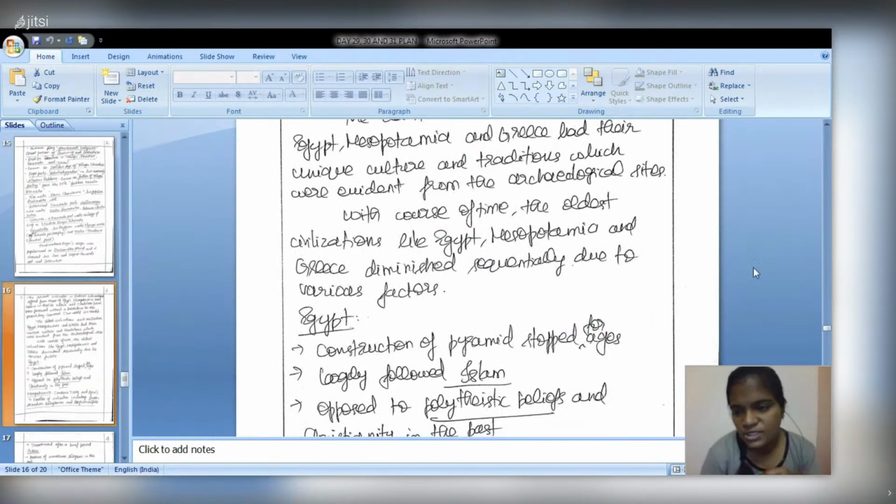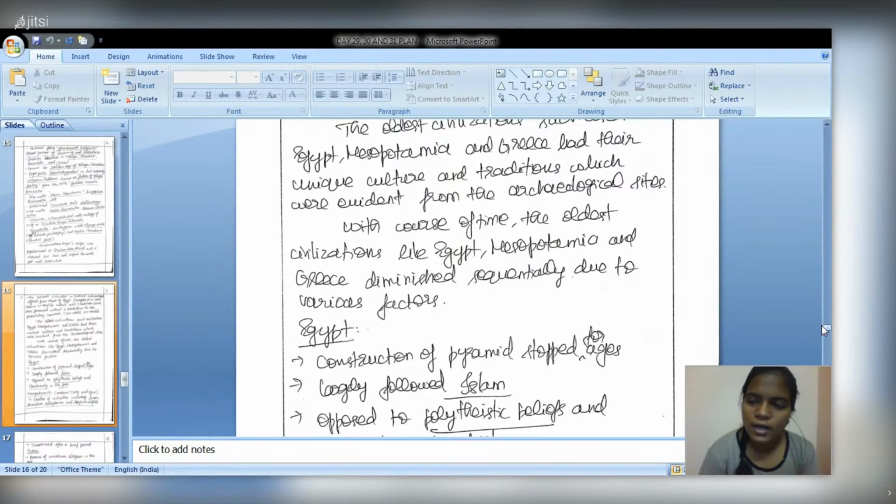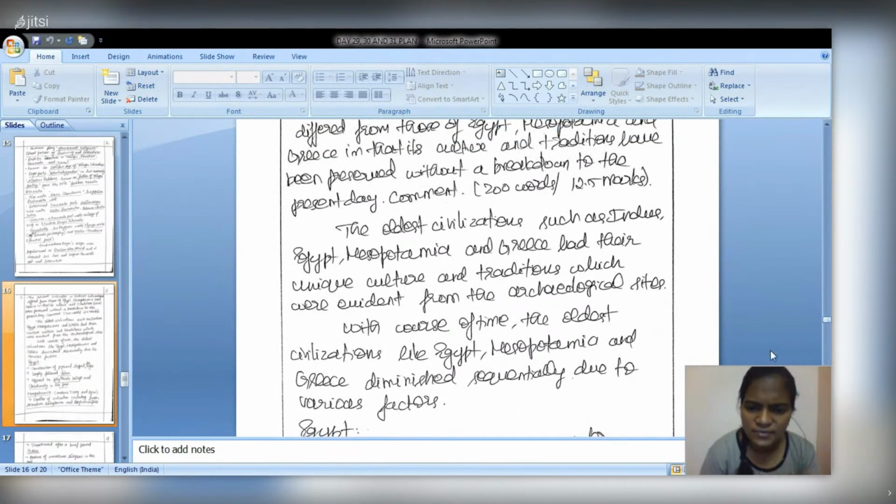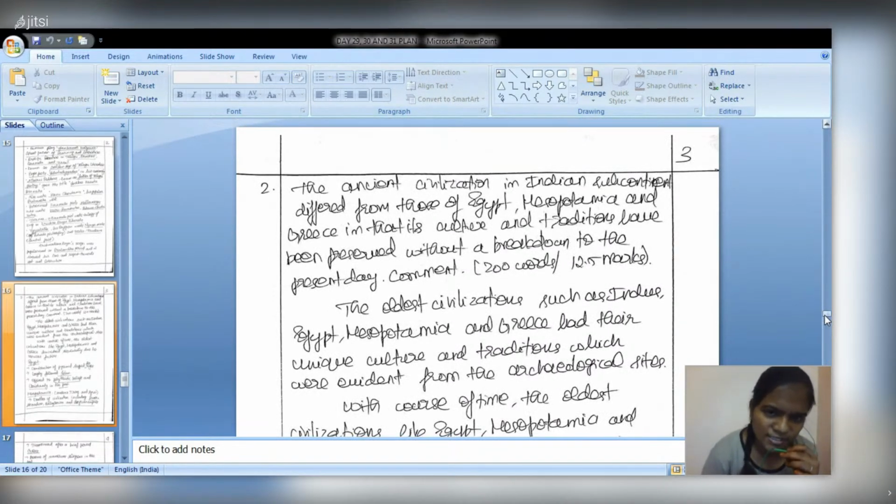Okay, next question. Next question is an analytical or logical question. This doesn't need more memory and all. If you know the concept of our Indian civilization, you can write it well. The ancient civilization in the Indian subcontinent differed from those of Egypt, Mesopotamia and Greece in that its culture and traditions have been preserved without a breakdown to the present day. Because in this question they are asking you to comment, so you have to give the pros and cons as well as the measures. It is 12.5 marks, which means you have to write it in 3 pages almost.